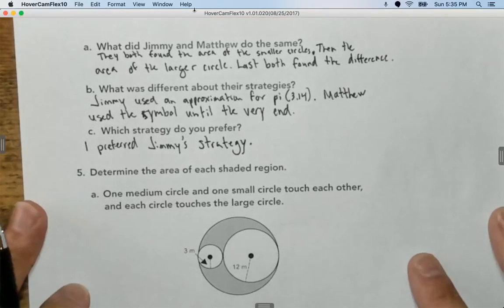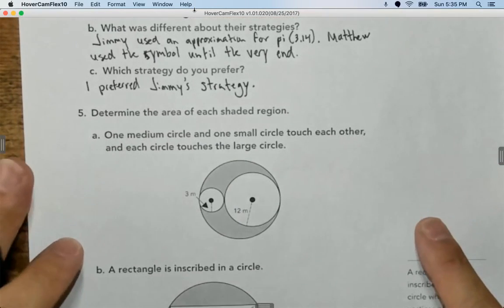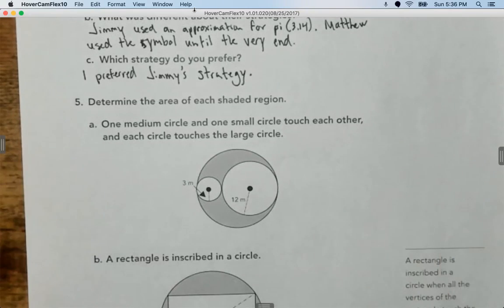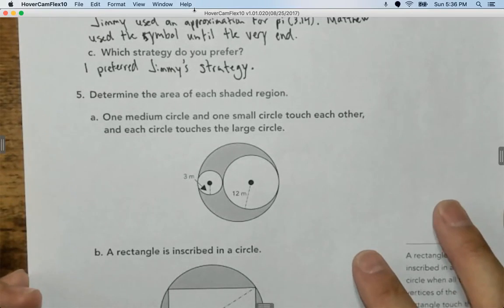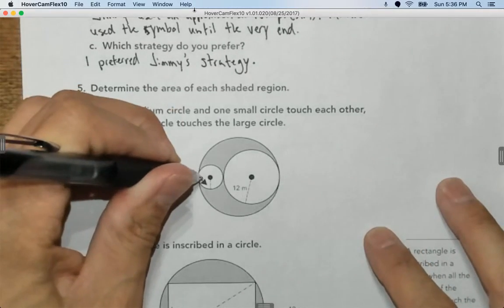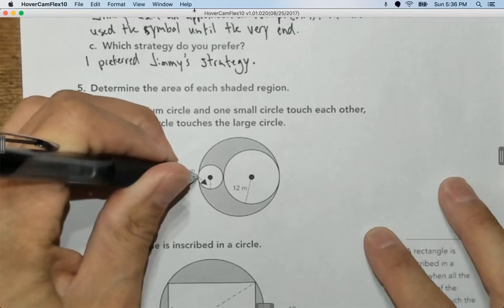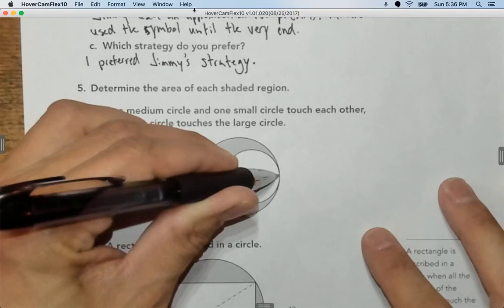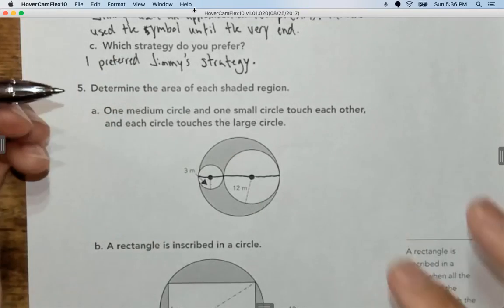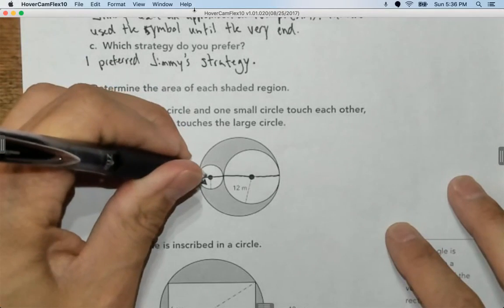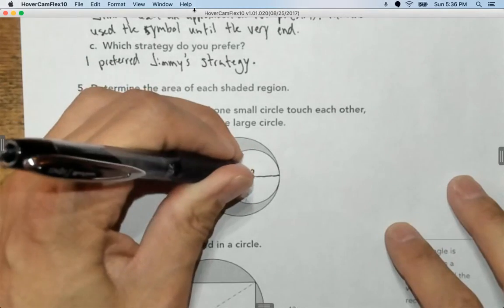Okay. Determine the area of each shaded region. One medium circle and one small circle touch each other, and each circle touches the large circle. So this would be similar to the last question. I'm always trying to make connections, and this one's kind of similar to that. If I look, I can make a diameter that goes all the way through both of those center points, and it touches the other side. Since that is the case, this diameter would be 6, and this diameter would be 24.